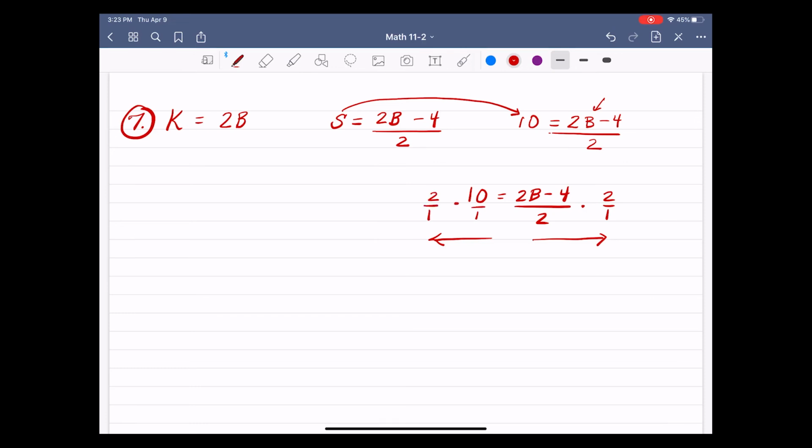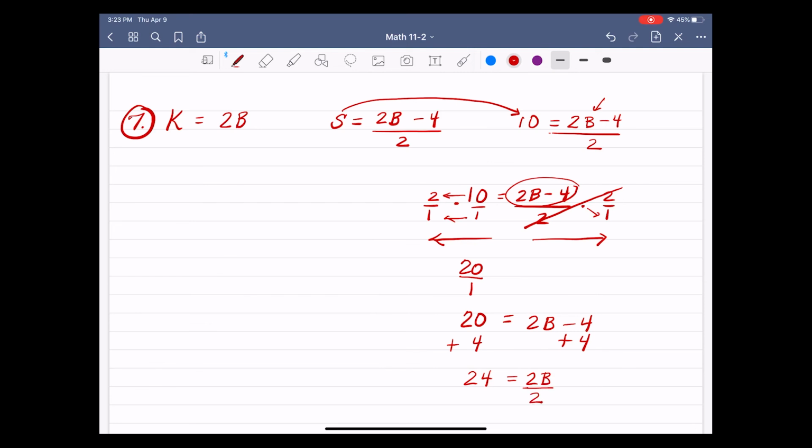And we can put 10 over 1 to make it simpler. 10 times 2 is 20. 1 times 1 is 1, so 20 divided by 1 is 20. Equals, these over here cancel out, and we're left with 2b minus 4 over 1, which is simply 2b minus 4. Now we want to solve for b, so the first thing we have to get rid of is that minus 4. The inverse of minus 4 is plus 4. If we add 4 to the right, we have to add 4 to the left. 20 plus 4 is 24 equals 2b.